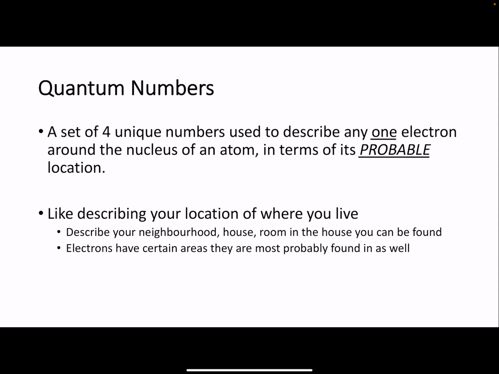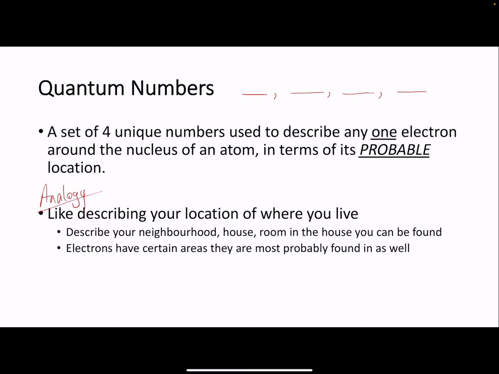So to describe where the electron is, we use 4 quantum numbers. All right, and for an electron, it's usually described 1, 2, 3, and 4, side by side. And what it's going to tell us is where do you think the electron is relative to the nucleus of the atom. So an analogy for this, I'll just jot that down here.